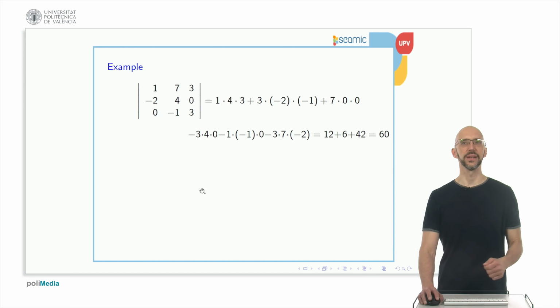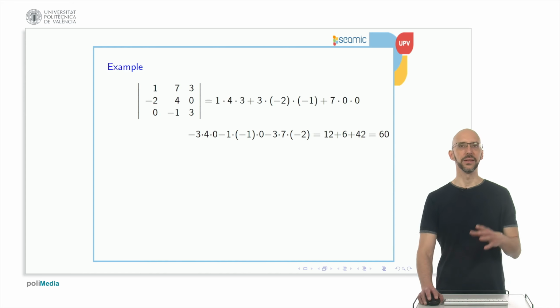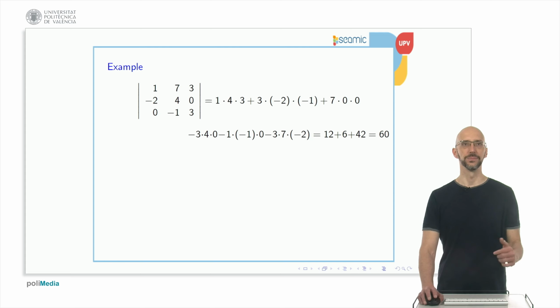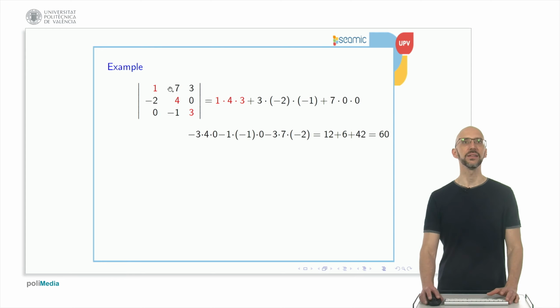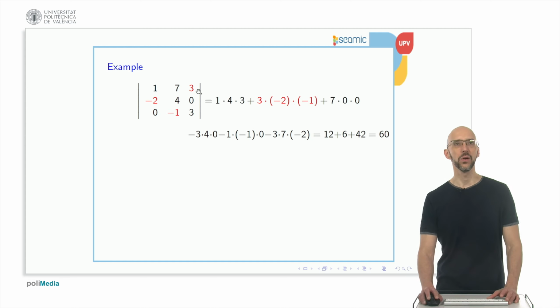Here you have an example. I will try to explain the previous rule with an example. The first number that we are going to obtain is the product of the main diagonal, as you see here, 1, 4, 3. Then the next number is this diagonal, but multiplied by the other extreme of the matrix, negative 2, negative 1, 3. Be careful with that. This is the main diagonal.